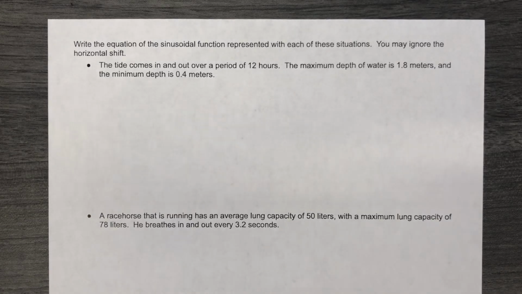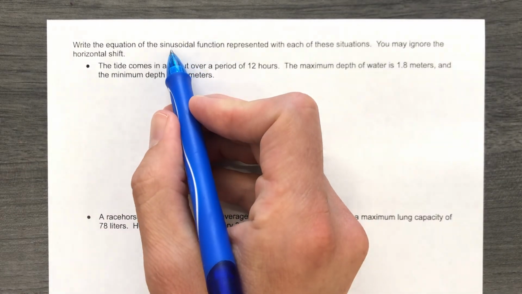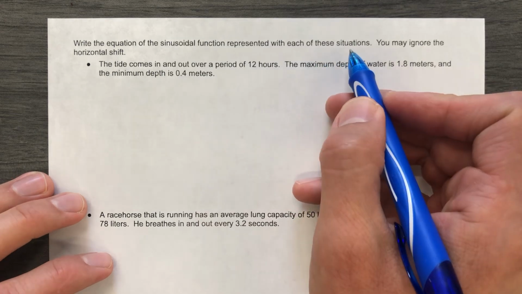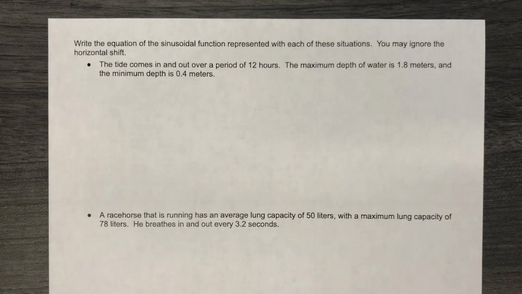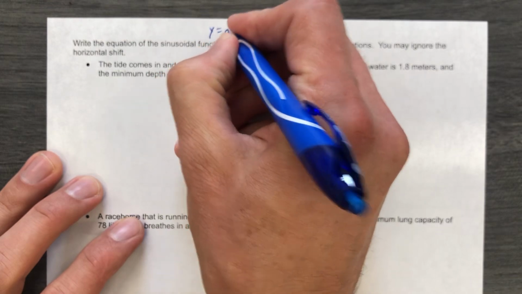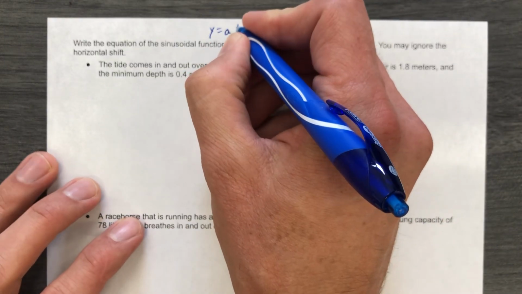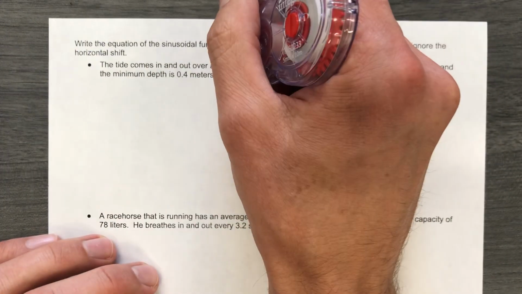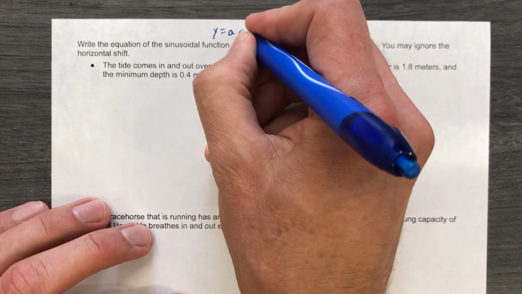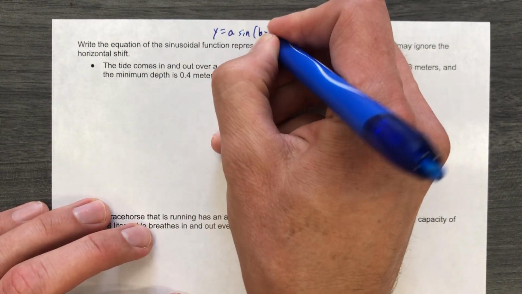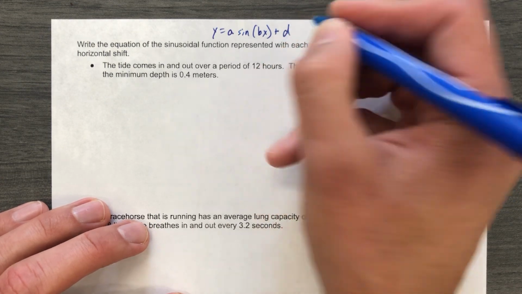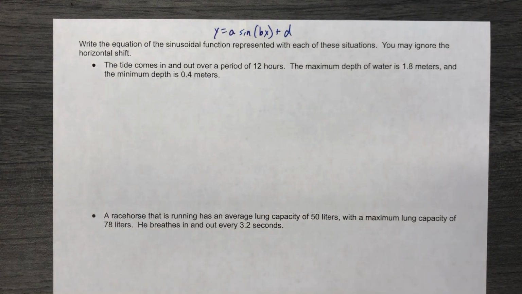We're going to write the equation of the sinusoidal, not cosinusoidal, if that's even a word, function represented in each of these situations, and you can ignore the horizontal shift. That would be the c value that, again, is not in this class. So y equals a, that's amplitude, sine, not b. I was about to just write ab, just writing the alphabet here. A times sine of bx plus d. There we go. And let's do it.